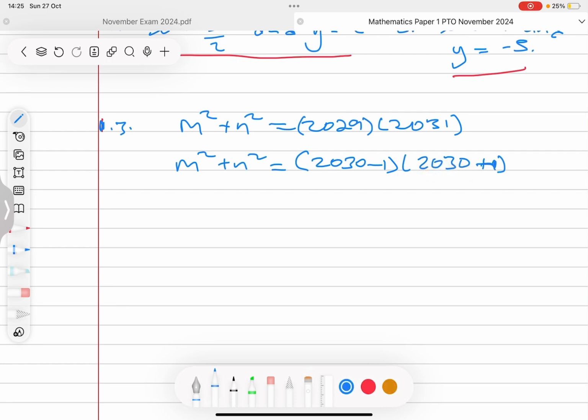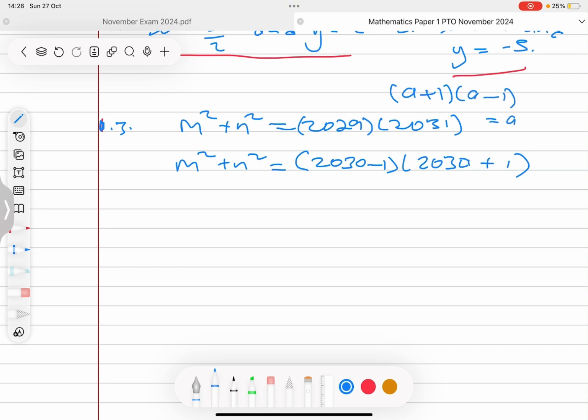Because it's very important to understand this question, let me write this properly. If I add 1 on 2030, I'll get 2031, right? So this is the product of the difference of two numbers, right? That sounds familiar and it looks familiar to me. It looks like a plus 1, a minus 1, right?